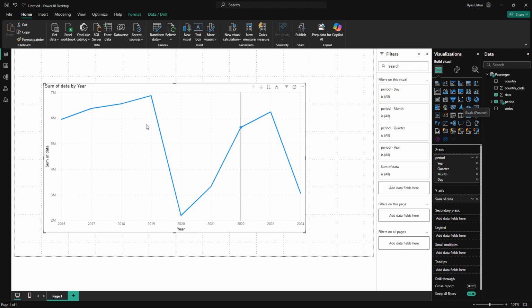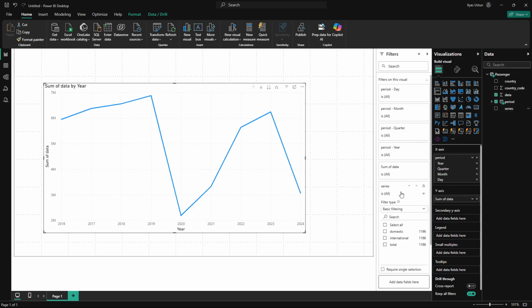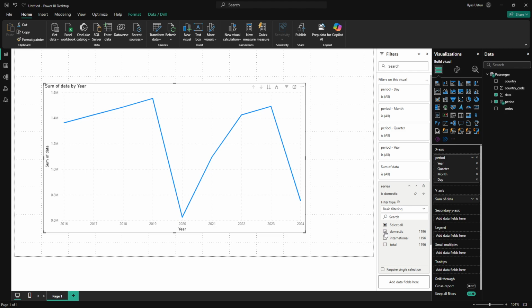Now, right now, this is not good, and the reason is that we have different countries here, and also three different values: there's a total value, there's international, there's domestic. So total is basically international plus domestic. That's under series. Now, without going into much detail, and I will come back to this later on, you see here filters. So I will drag and drop this series over here, and I'm going to select domestic.